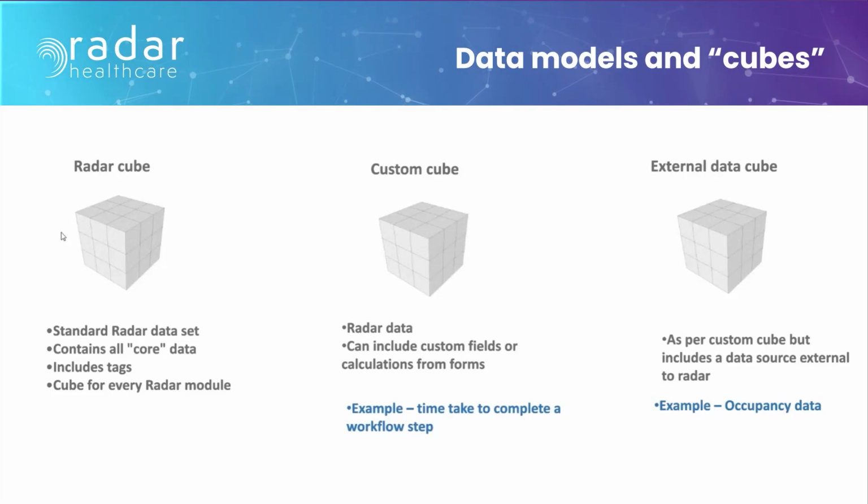So it's those three options. Radar cube is the type of data Radar use day to day, and it's the data that Radar use to build our dashboards. Custom cube, you're configuring something based on things that are specific to you as an organization, things like fields in your forms. And then external data, you're bringing in data from a source that's external to Radar.